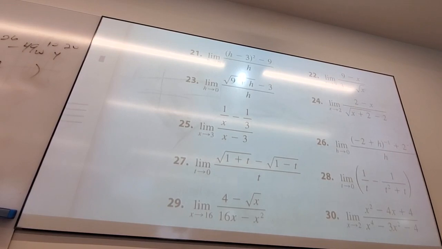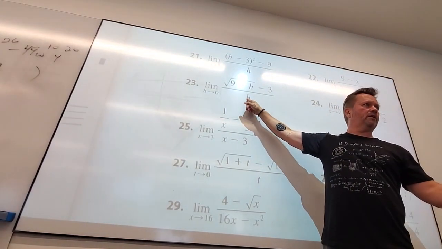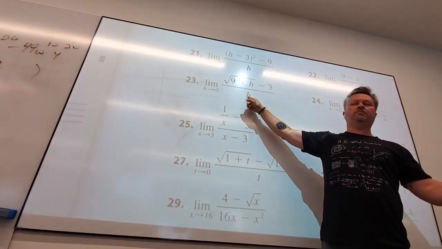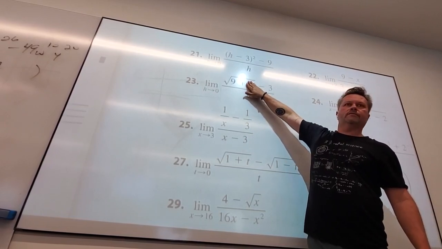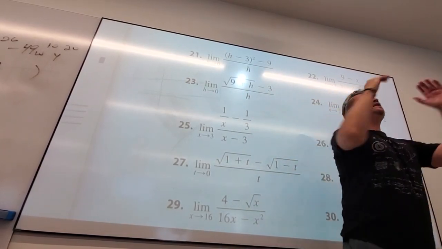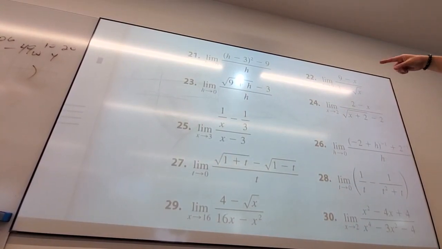Try to plug it in. Now what happens if I try to plug a 0 in? You get a 0 on the bottom. Don't just stop there, because that could be infinity, right? That's not indeterminate, but what happens on the top? If I put a 0 there, I get square root of 9 is 3 minus 3 is 0, so that's indeterminate. Now I do some stuff. And of course, you all know what to do with this. What do I do to this?